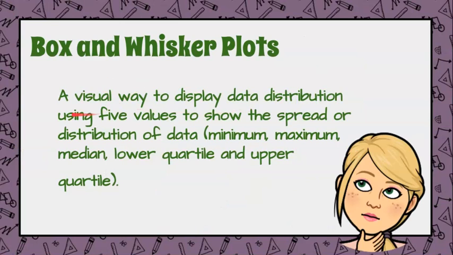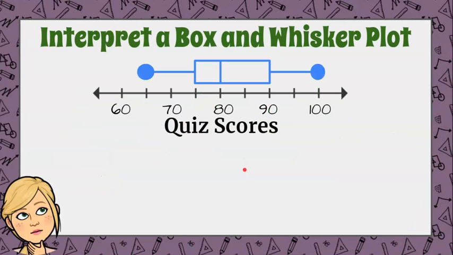Box and whisker plots are a visual way to display data distribution using 5 values to show the spread or distribution of data. We use the minimum, maximum, median, lower quartile, and upper quartile. Here we have a box and whisker plot, and we're going to interpret this box and whisker plot.